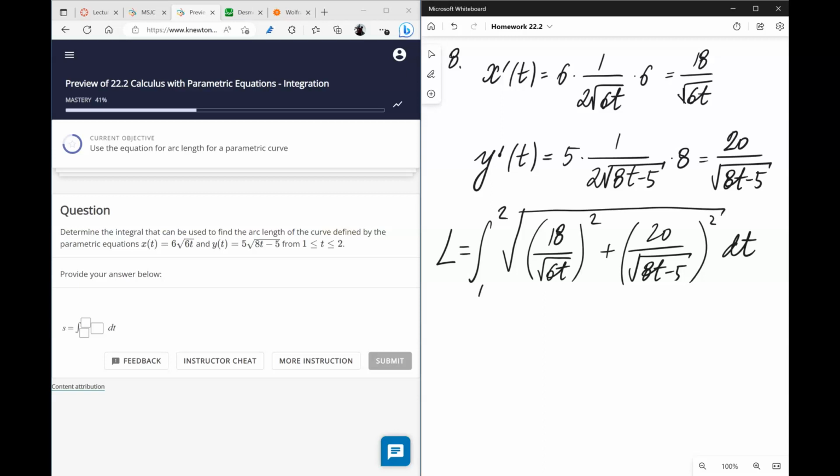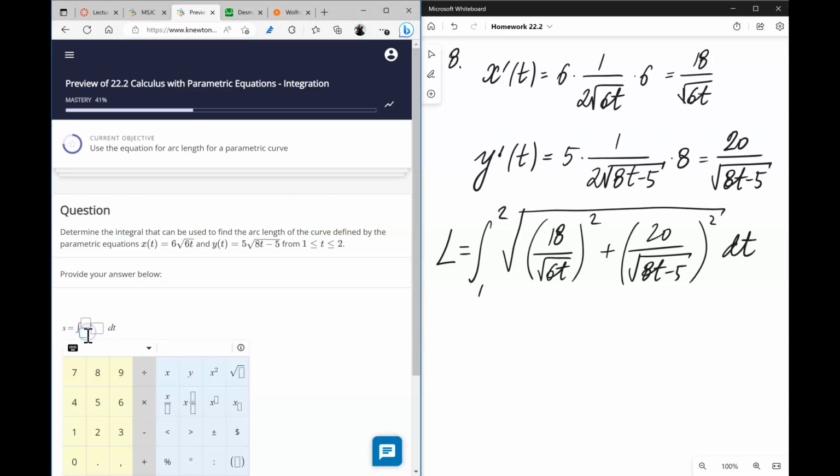So that's the integral. We can make it a little simpler, and I'll try, but I don't know if it's going to work. So we have, what's 18 squared? I don't know, so I'll just leave it like that. But in the denominator, when you square the radical, it just becomes 6t. What's 20 squared? I don't know. But in the denominator, we just have 8t minus 5.